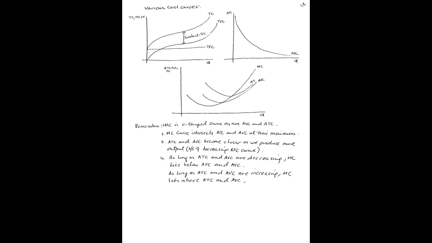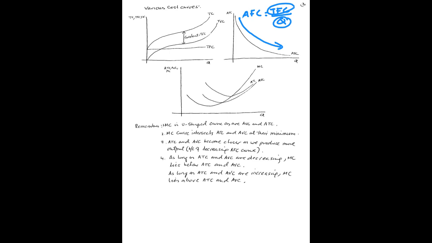Average fixed cost is continuously decreasing. Why? Because of this reason. So see, what is average fixed cost? Average fixed cost equals total fixed cost divided by output. Output is increasing, but total fixed cost is a constant number. So the denominator is continuously increasing, and therefore this number is continuously decreasing. But it will never be equal to zero. It is a very small number.